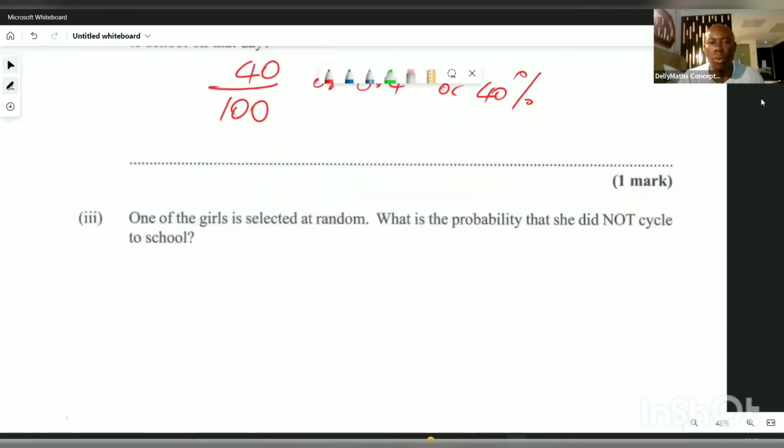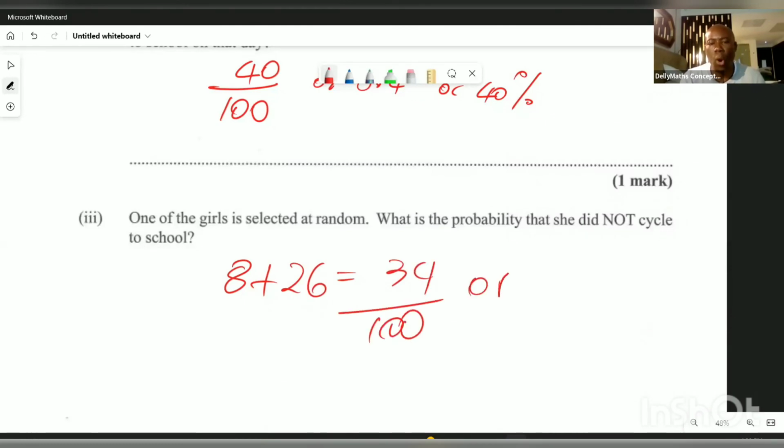So we want to add up that 8 plus that 26, and it's going to give us 34 over the total. So we could say 34 over that, or we could have said 0.34, or somebody else might say 34%. All right, so basically, that's that.